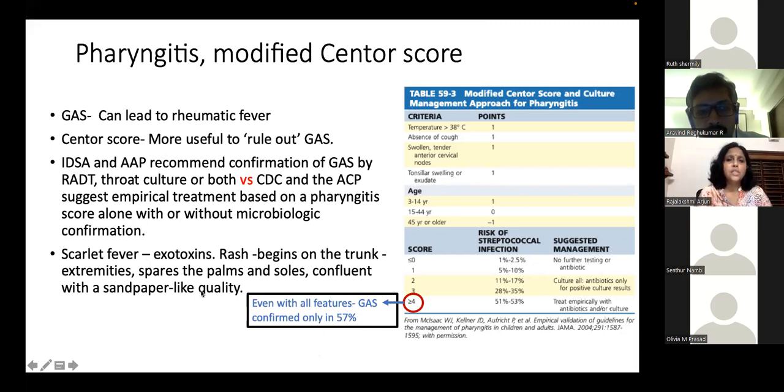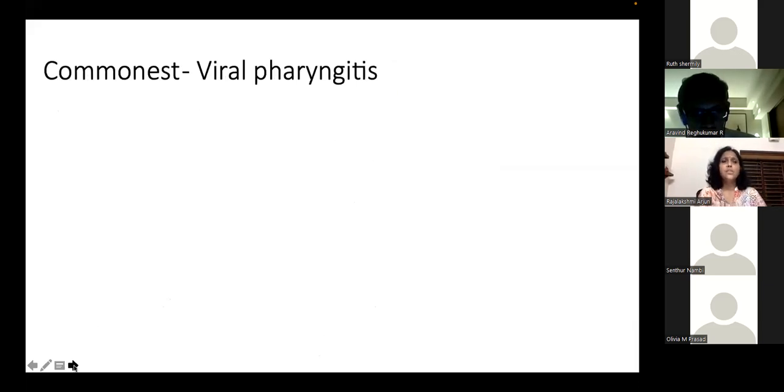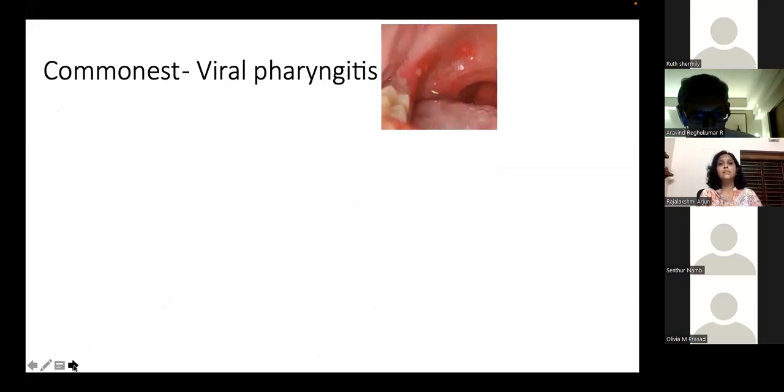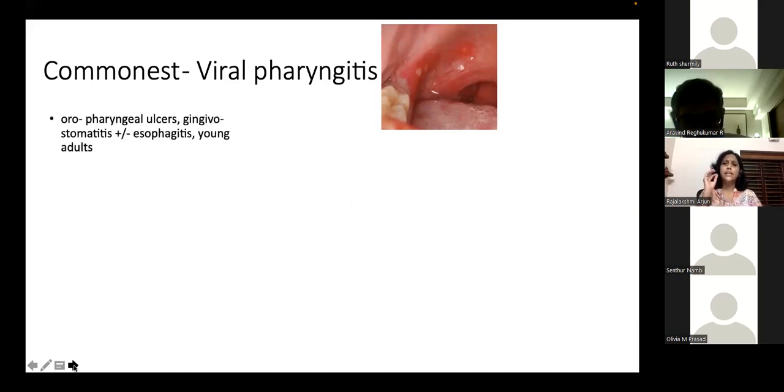Scarlet fever is usually seen in children. It's again related to group A strep pharyngitis, and this rash is due to the exotoxin, and it is of a sandpaper-like quality. So this is commonly seen in children. But the commonest cause of pharyngitis is viral pharyngitis, and this is classically presented with oral ulcer. So if you find oral ulcer, it gives an important clue that it is a viral pharyngitis.